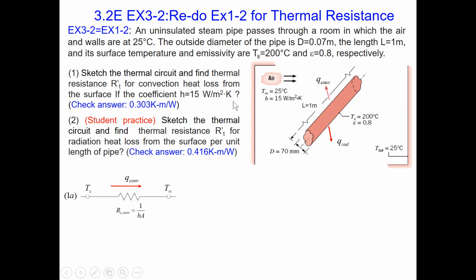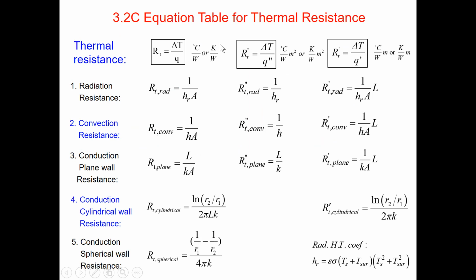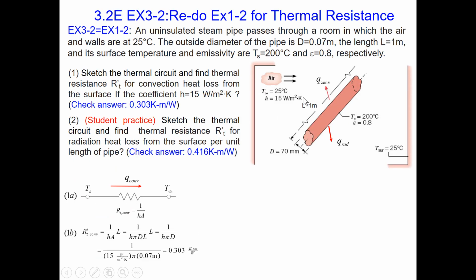Next, we need to find the thermal resistance RT single prime. So we can go to the equation table. We're looking for RT prime. This is for radiation. Oh, this is for convection. That's the equation we're going to select. And go back. And this is the equation for RT single prime.